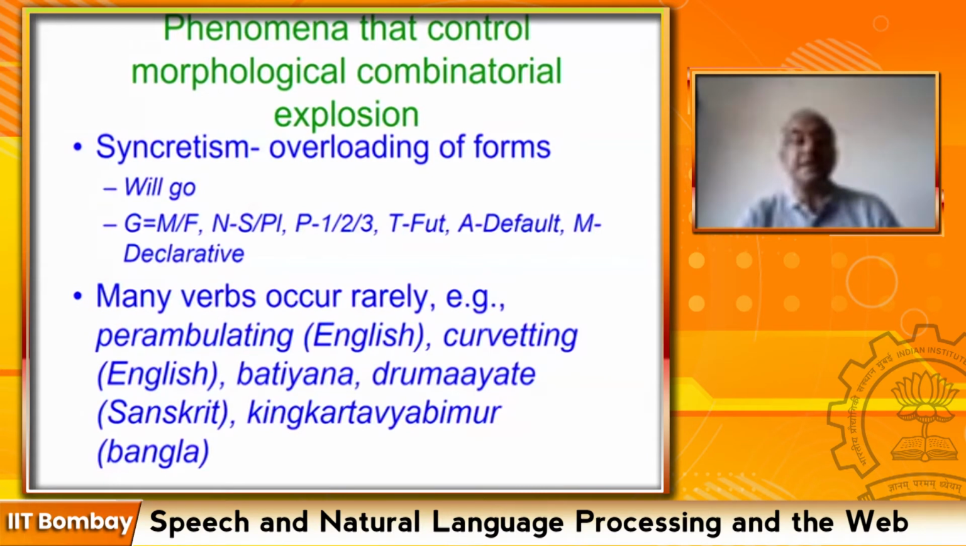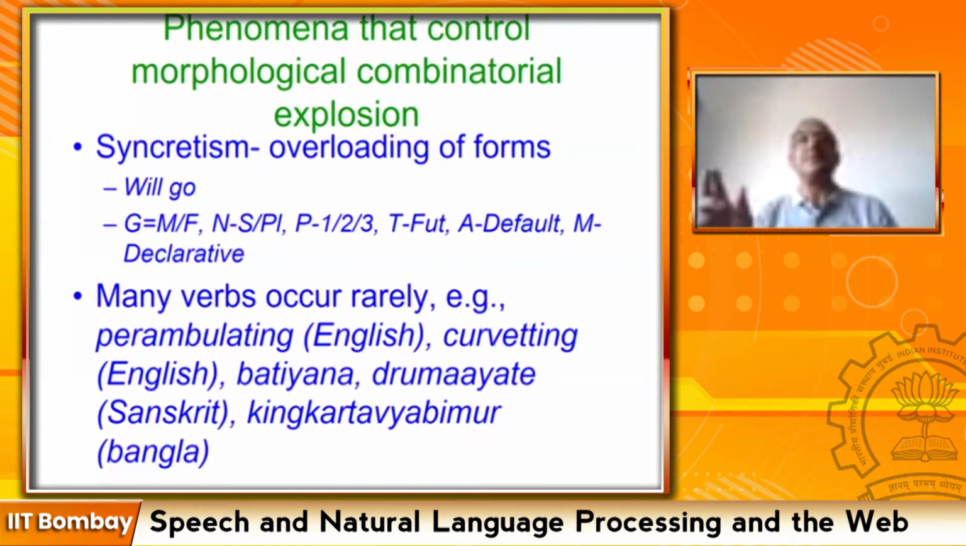We need to understand two phenomena going on here. The first phenomenon is called syncretism. Okay, a very, very important consideration in understanding the morphology of languages. Syncretism means overloading of forms. And English is a language where syncretism is of a high degree. Okay, and when syncretism is high, uncertainty is also high.